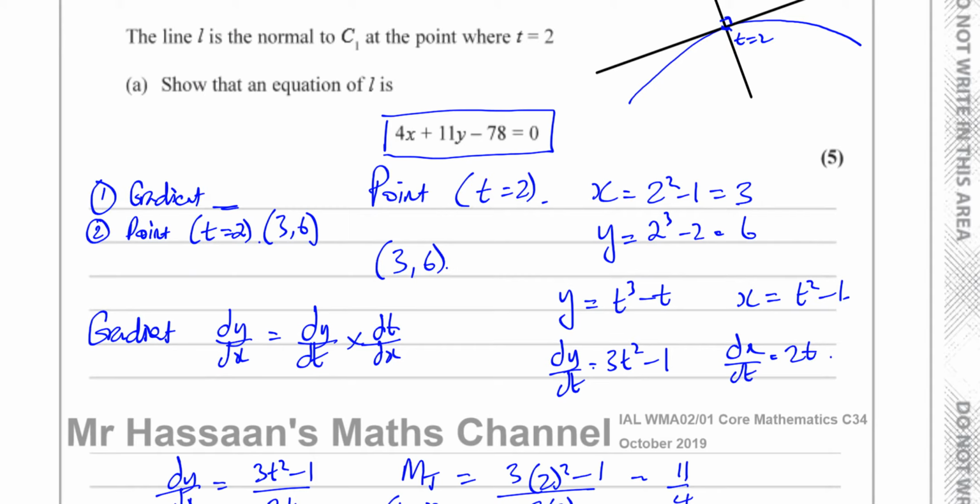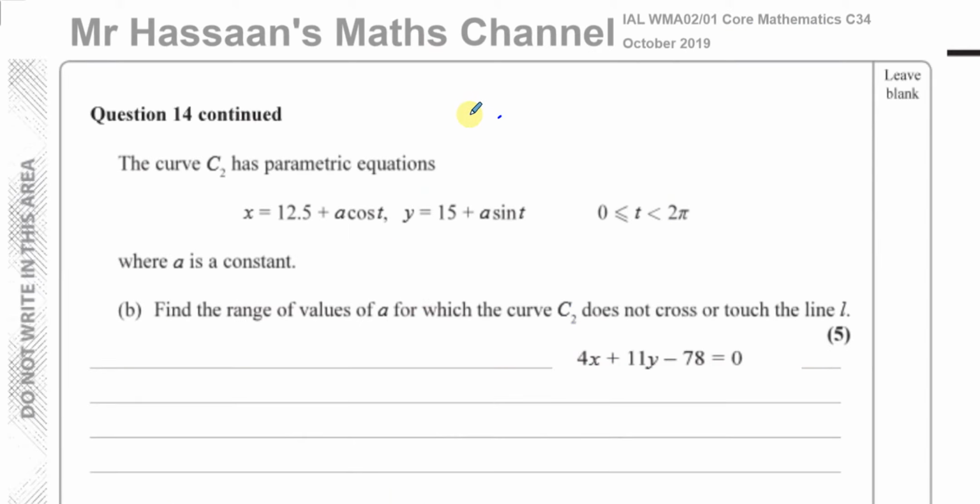Now for part B. Part B tells us that the curve C2, a different curve, has parametric equations x equals 12.5 plus a cosine t, and y equals 15 plus a sine t, where a is a constant and t is between 0 and 2 pi. Find the range of values of a for which the curve C2 does not cross or touch the line L. Okay, so the line L is the same line that we found the equation for in the last question.